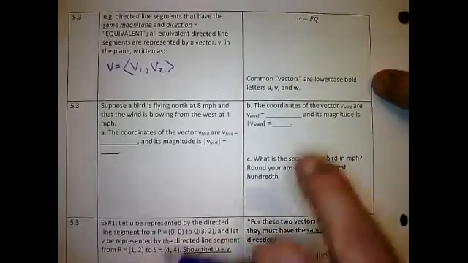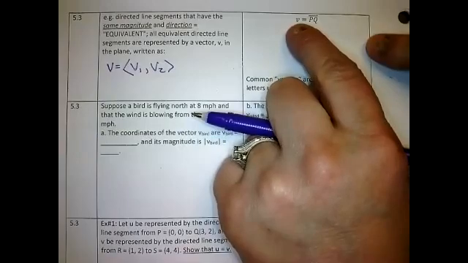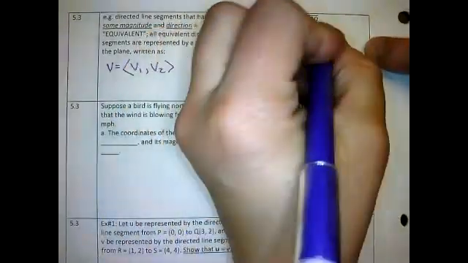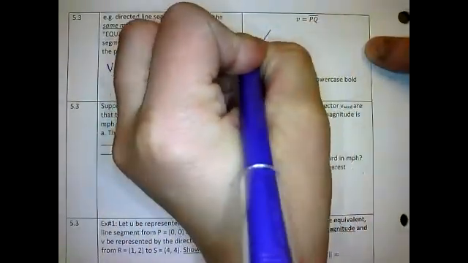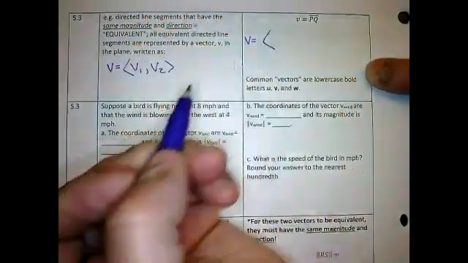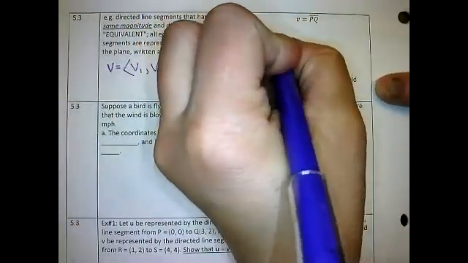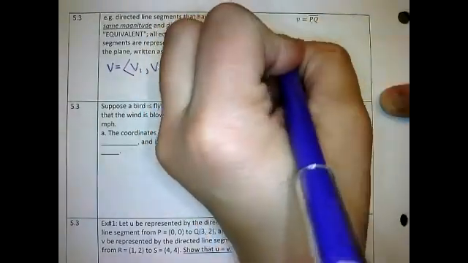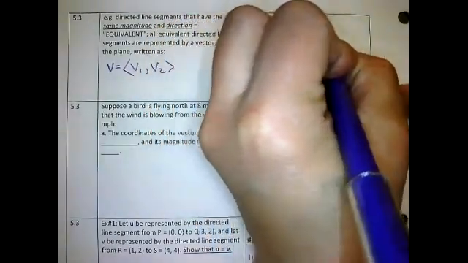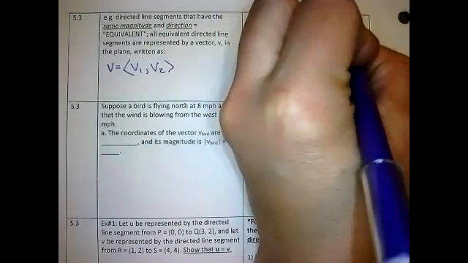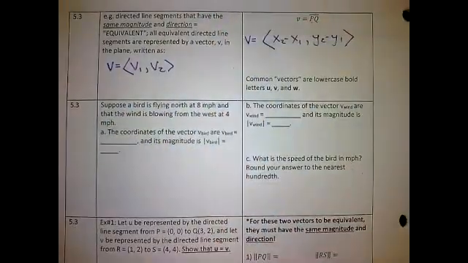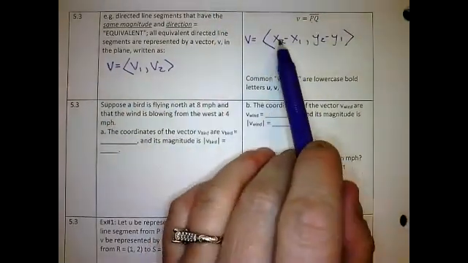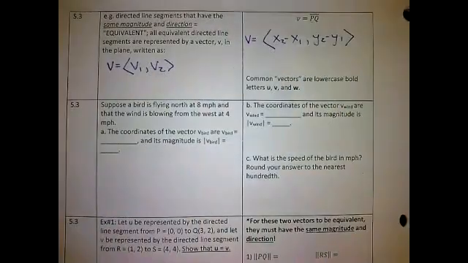Okay, so essentially for v equals PQ, our vector would be our x2 minus x1 and our y2 minus our y1. So we're going to find it just by finding the x component and the y component.